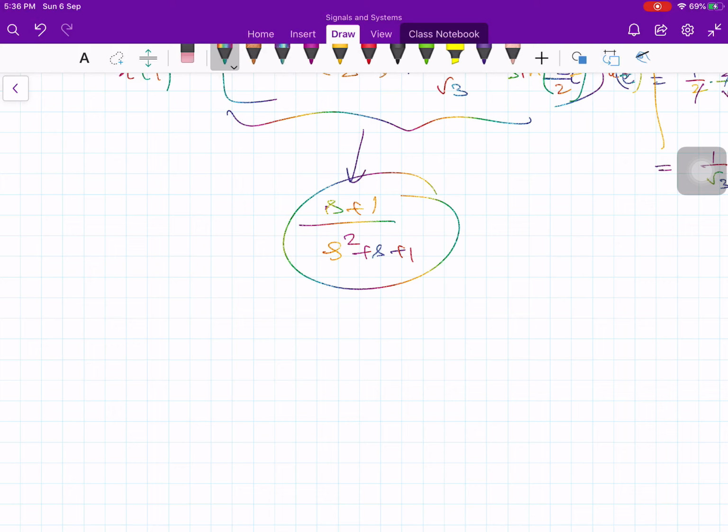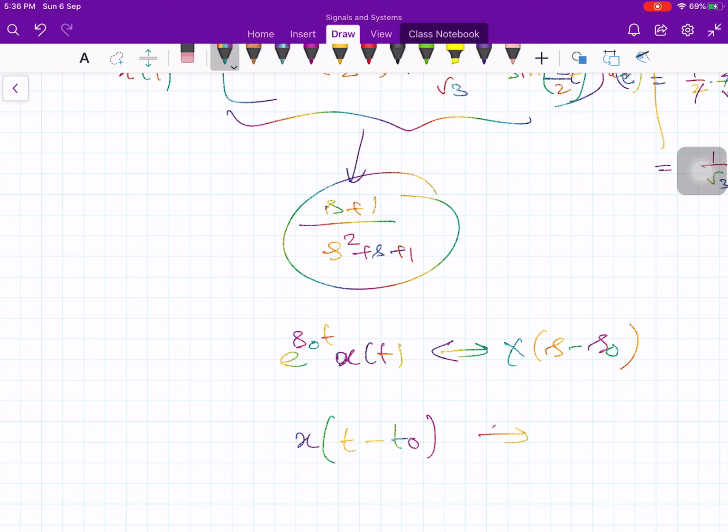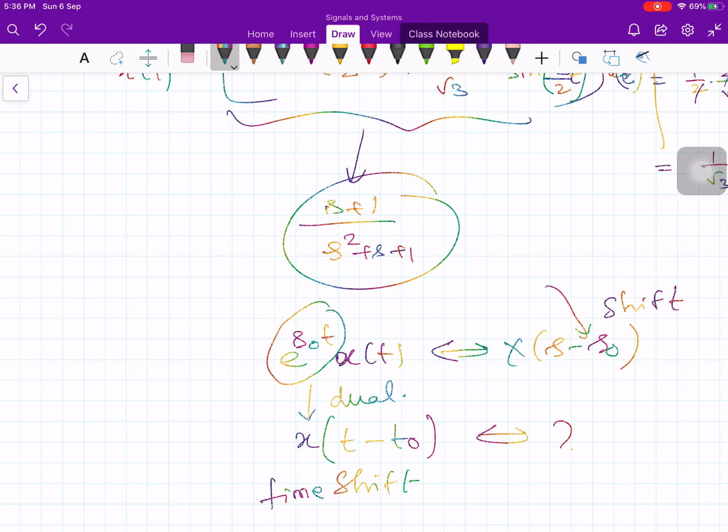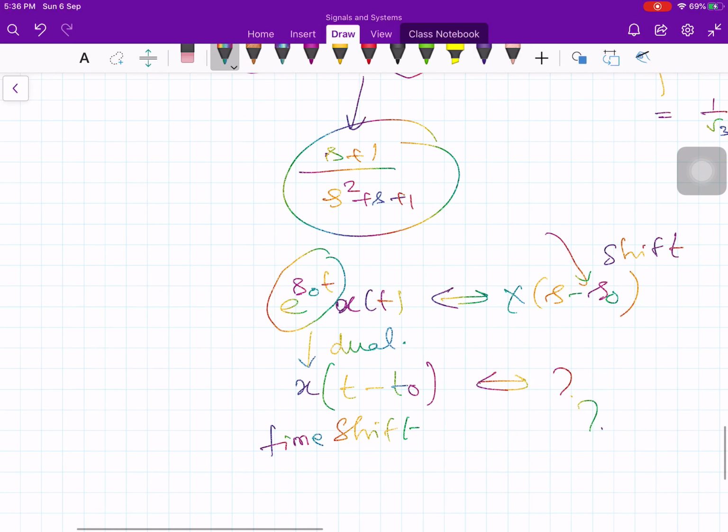So e to the s naught t times x of t has the Laplace transform x of s minus s naught. Now what will happen if you shift in the time domain, let's say x of t minus t naught? What is going to happen in the frequency domain? This is a dual relationship. In the time domain you multiply by an exponent, in the frequency domain you shift. Now in the time domain you shift, a time shift, and let us see what is going to happen in the frequency domain. So that is the next property, time shifting in the time domain.